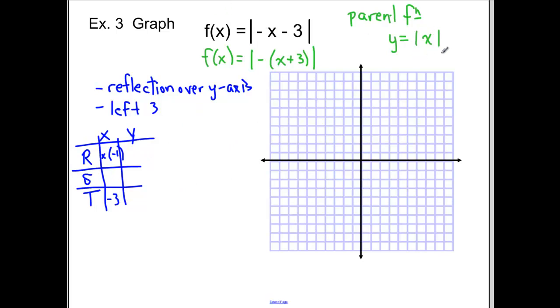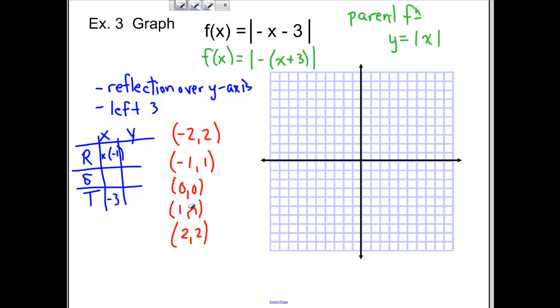Because it's the absolute value function, I have memorized the key points for this. So the key points for the absolute value function, I have -2 and 2. I have -1 and 1. I have 0, 0, 1, 1, and 2, 2. Perfect. And I'll map these to their new spots.